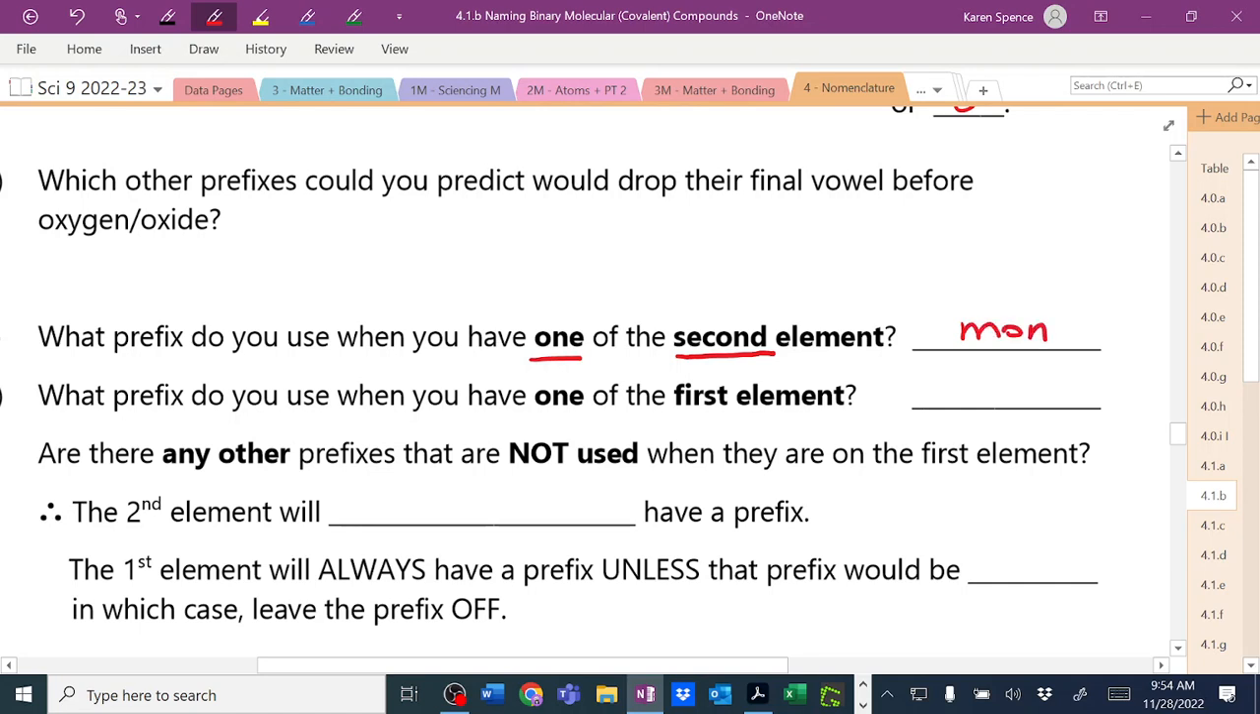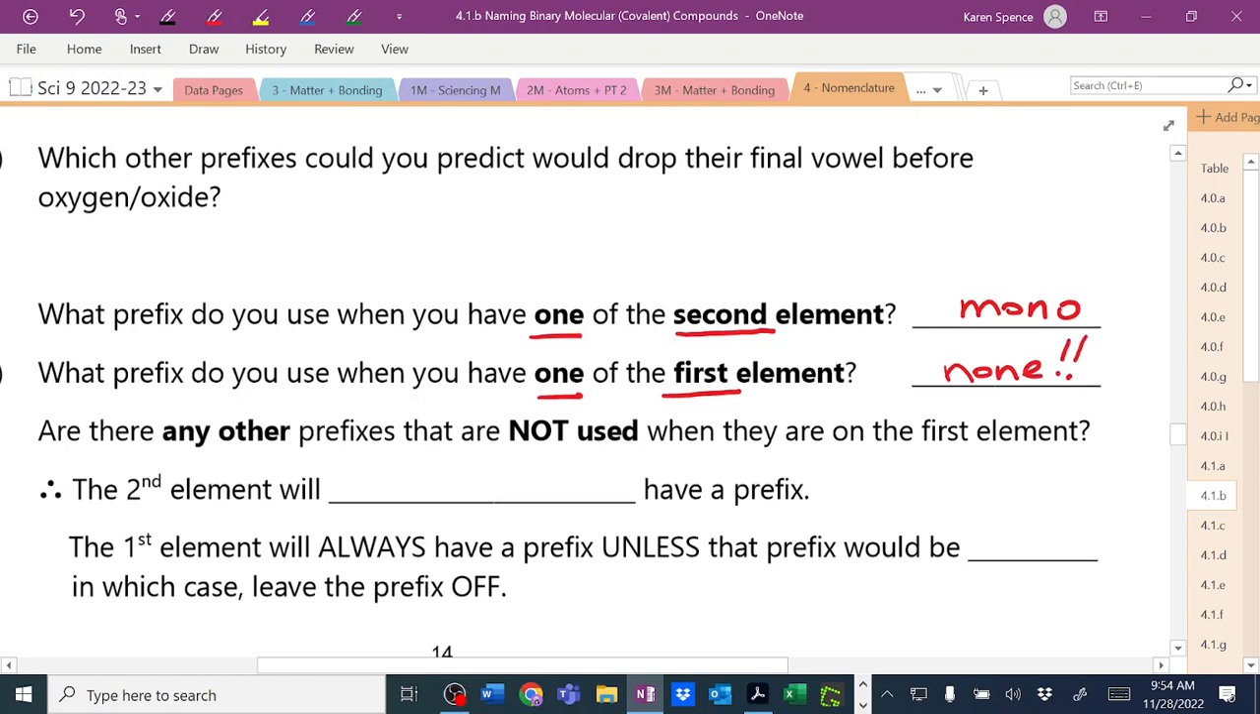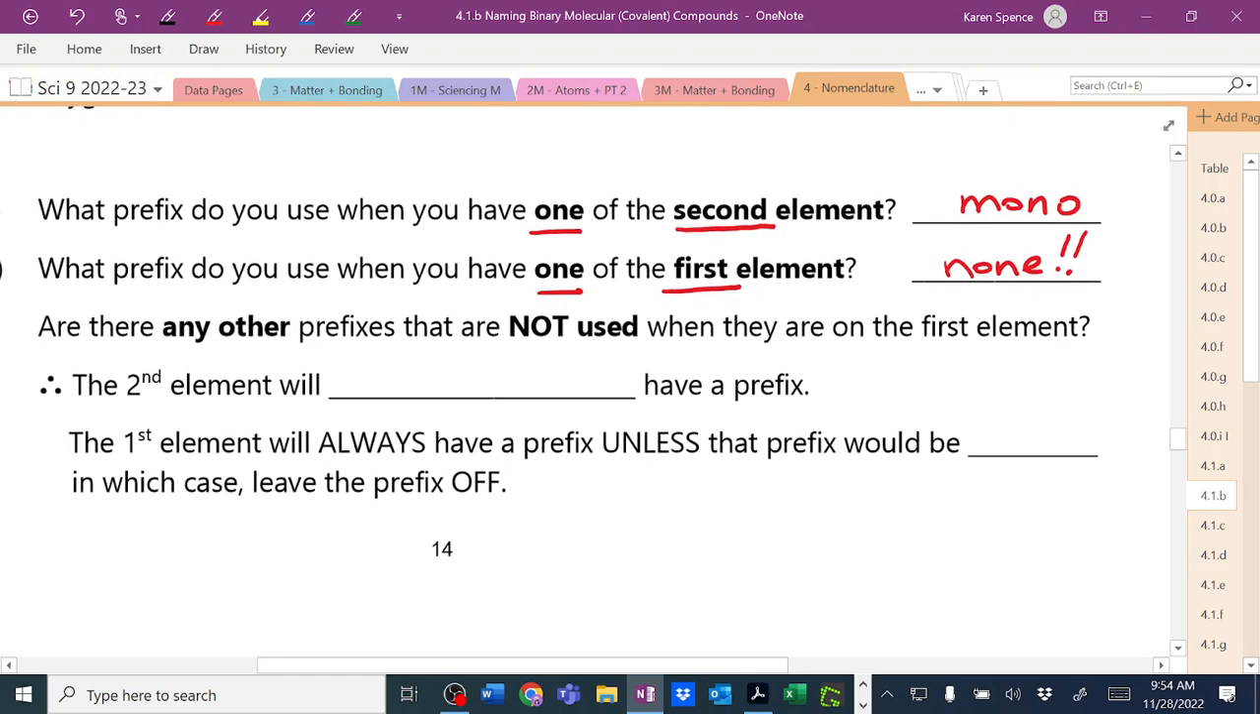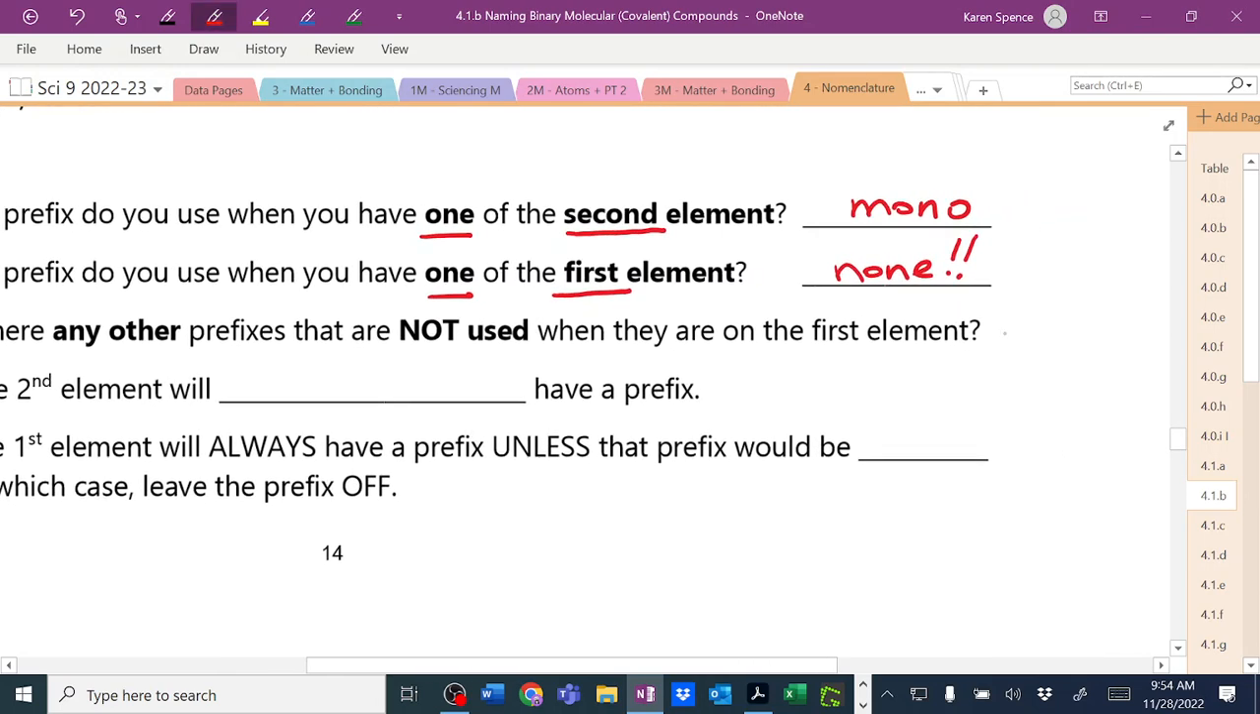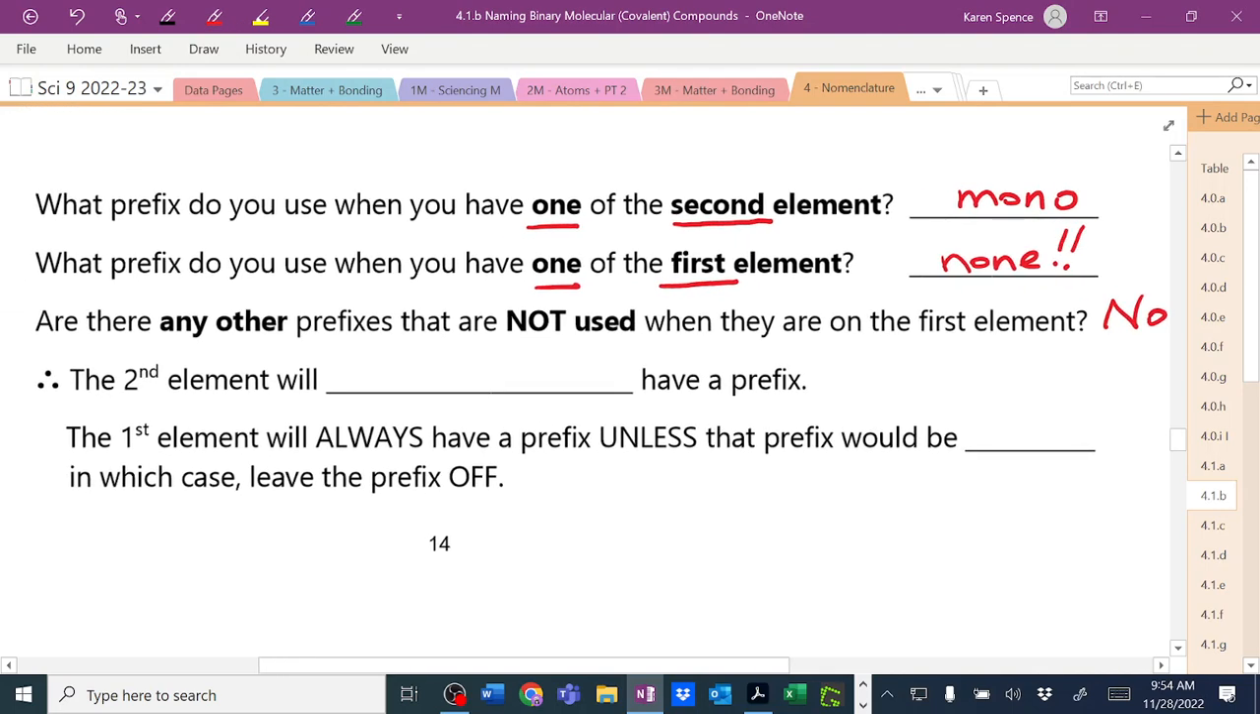Now, question 4, I think, is useful. What prefix do you use when you have one of the second element? Mono. What prefix do you use when you have one of the first element? None. Not nona, none. Don't use one. Are there any other prefixes that are not used on the first element? No. So the second element will always have a prefix. The first element will always have a prefix unless that prefix would be mono, in which case leave the prefix off.